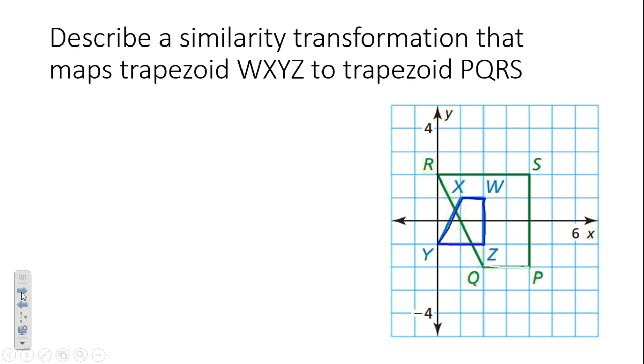Okay? What else do you see? It's enlarged. Okay, definitely enlarged. Blue to green, it's gotten much larger. Okay, does anybody see a reflection? Riley does. Over which axis? The x-axis. Okay, so this could also be a reflection across the x-axis. So rather than deal with a rotation of 180 degrees, I think this is better to say that it's a reflection across the x-axis.